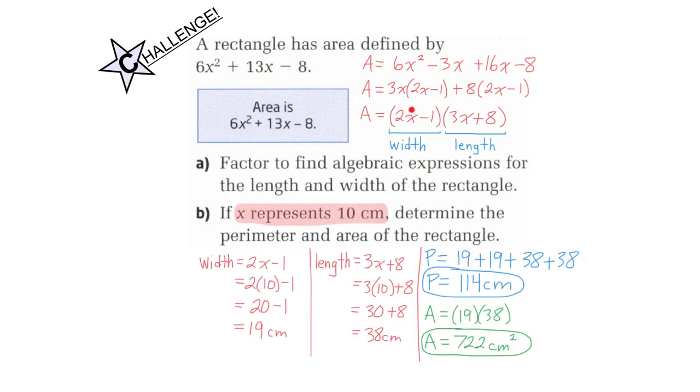If the width is 2x minus 1 and x is 10 centimeters, then 2 times 10 minus 1 is 19 centimeters. That's the width. The length is 3x plus 8, so 3 times 10 plus 8 is 38 centimeters for the length. If I know the width and the length, I can find the perimeter. Add up all the sides of the rectangle, you get 114 centimeters as the perimeter. Now the area is width times length, so 19 times 38, that's 722 centimeters squared.